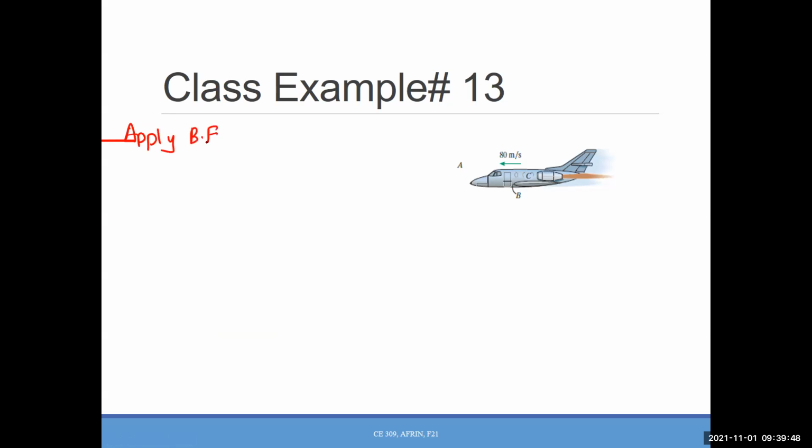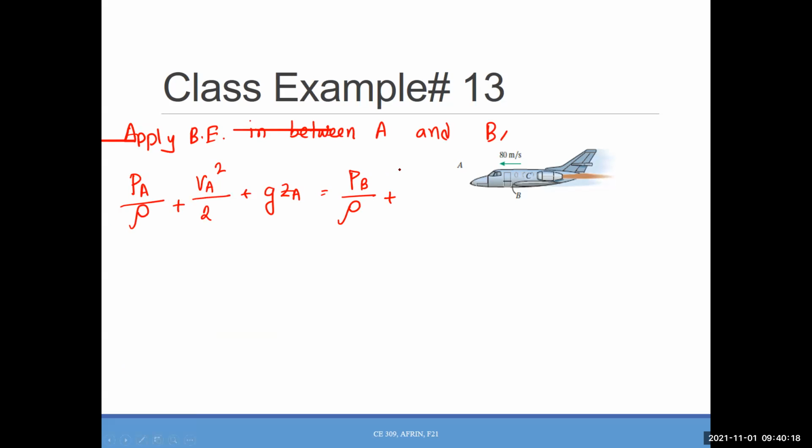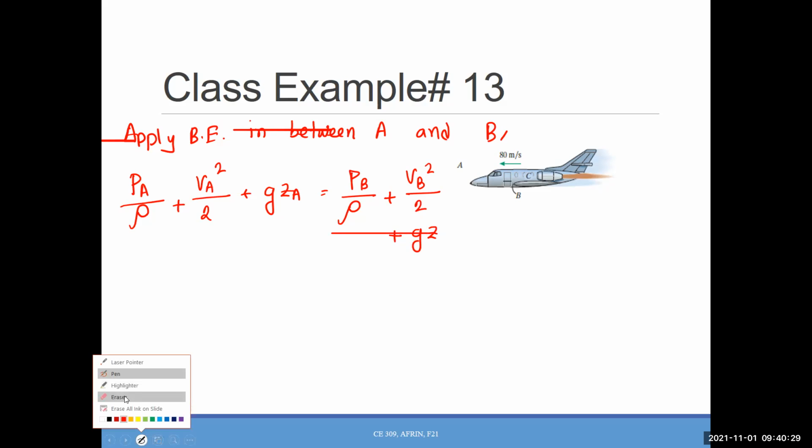Apply Bernoulli's equation in between A and B. So PA over gamma plus VA squared over 2g plus ZA... that is the equation, right?